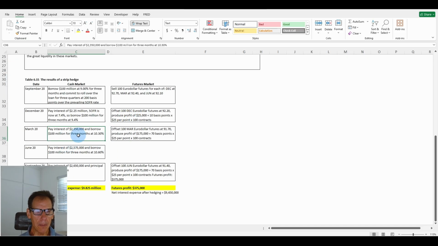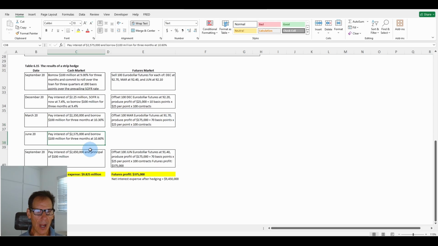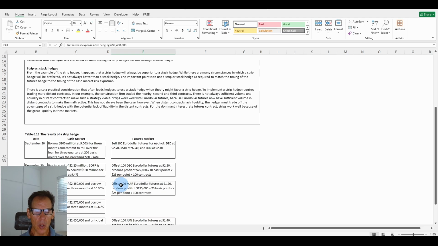Pay interest on 2.3 million at 10.3%. Offset 100 March Euro futures at 91.70, which produces a profit of 175. Pay interest at 2.75, borrow 100 million at 10.6. Pay interest of 2.6 and principal of 100 million, offset 100 June Euro futures at 91.40, producing a profit of 175, 70 basis points times 25. Your interest expense is 9.8, futures profit 375, net interest expense 9.45. So you accomplished your initial goal.